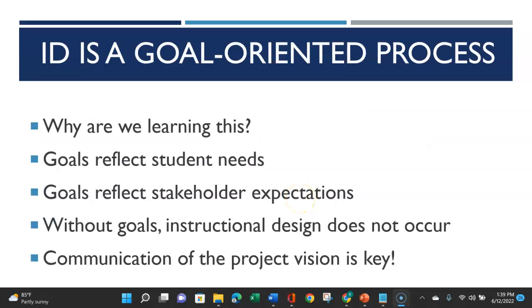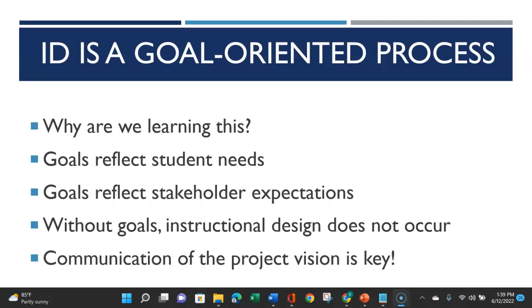Instructional design is a goal-oriented process. It's important to design learning with a clear why. Why are we learning this? Why is this information important? Goals should reflect both student learning needs and also stakeholder expectations and organizational standards. Without goals, we really can't have instructional design. There would be nothing to implement or evaluate.